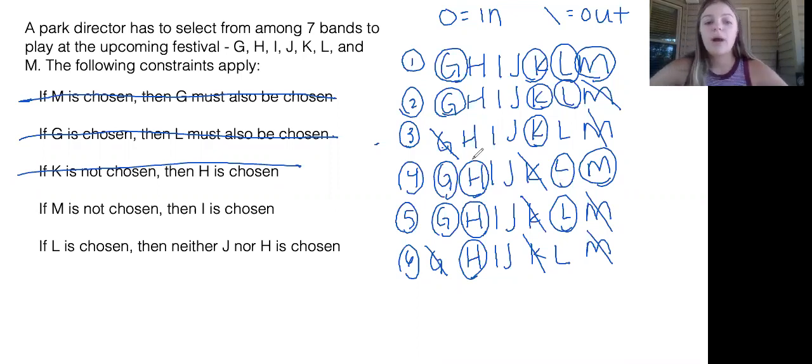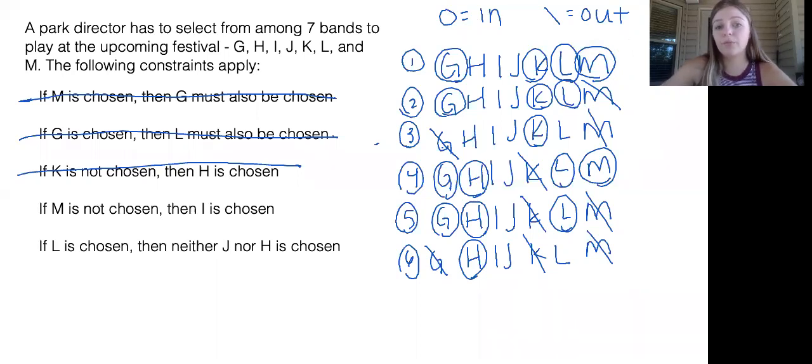Moving on to my next rule, which says if M is not chosen, then I is chosen. Okay, so whole new rule. We're going to go back up to world number 1. Does this rule apply? It does not, because in world number 1, we have M chosen, and that's not what the rule is saying. The rule only applies when M is not chosen. So we can't do anything to world number 1.